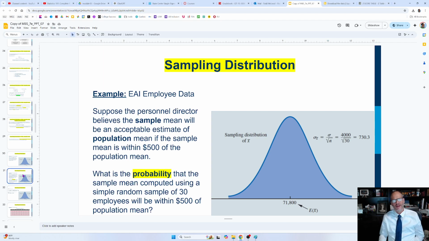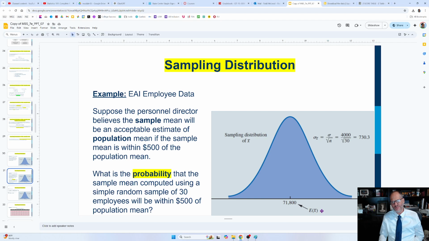Good. Here's the scenario. Suppose the personnel director believes the sample mean will be an acceptable estimate of the population mean if the sample mean is within $500 of the population mean. What is the probability that the sample mean computed using a simple random sample of 30 employees will be within $500 of the population mean? Here's the data that we're given: the sampling distribution of our sample mean. Here's our sample mean, 71,800.